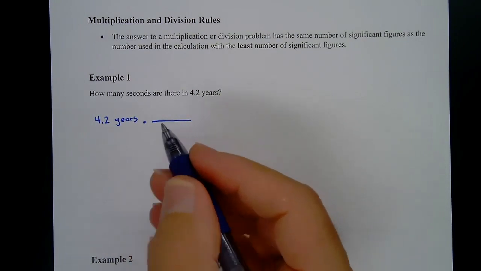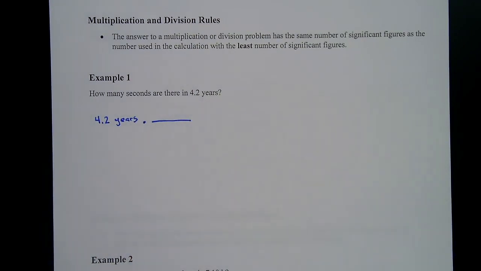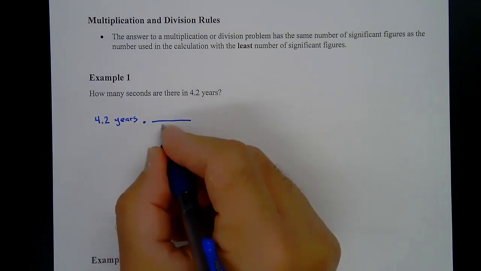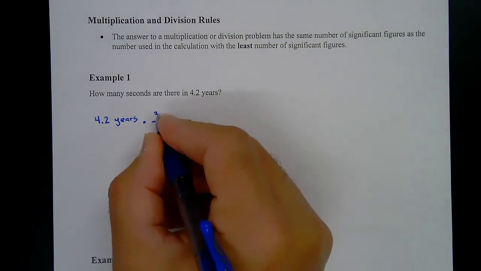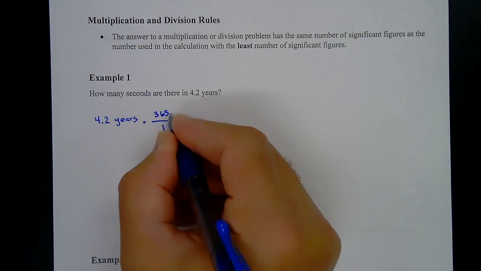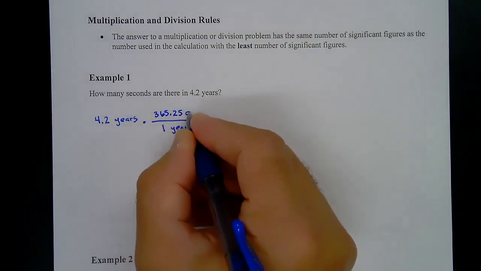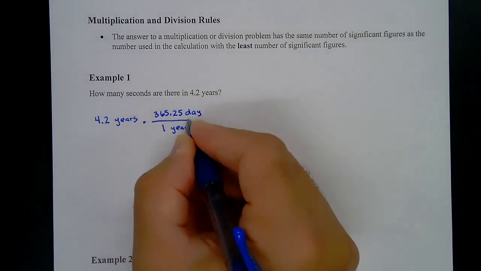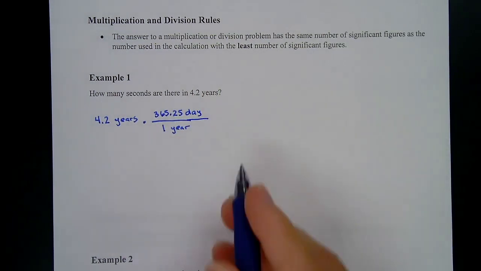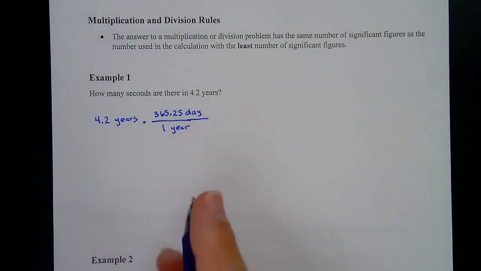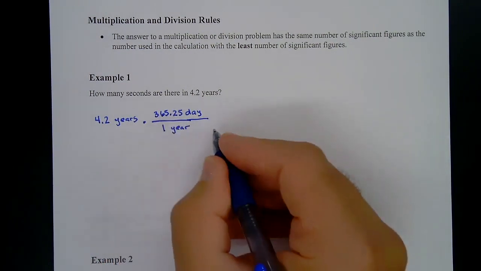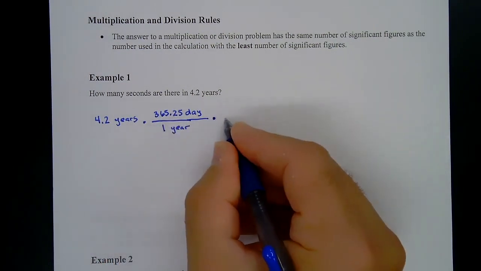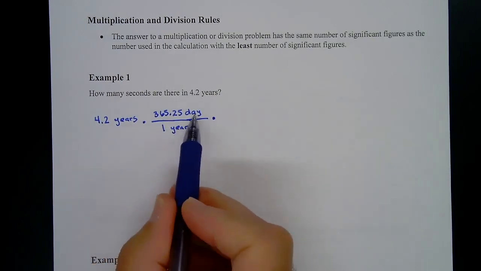And then we know from our conversion tables that 1 year is 365.25 days. Okay, and I'm going to talk about significant figures in just a little bit, okay? So now that 1 year is exact, but this is an approximation, okay? And then times, okay? And then now what we have is days, okay?